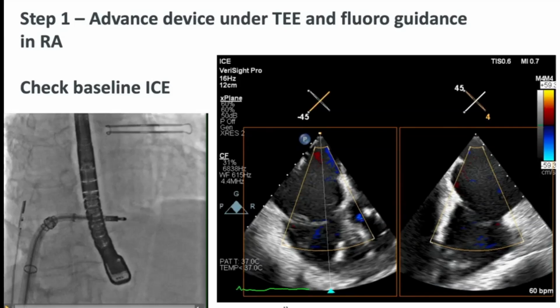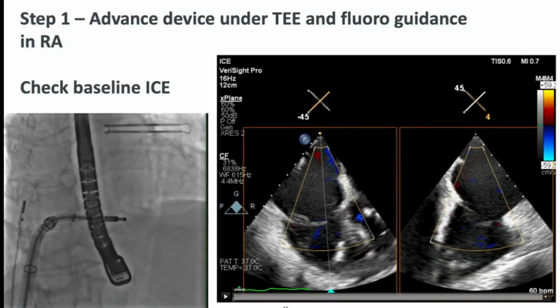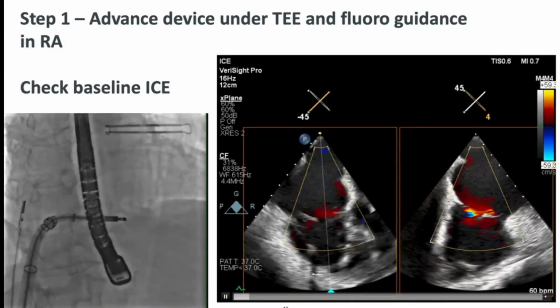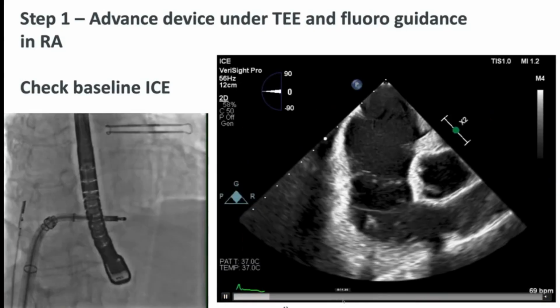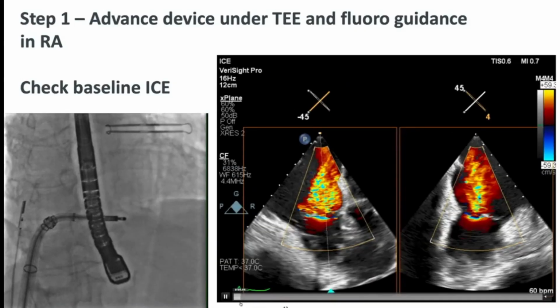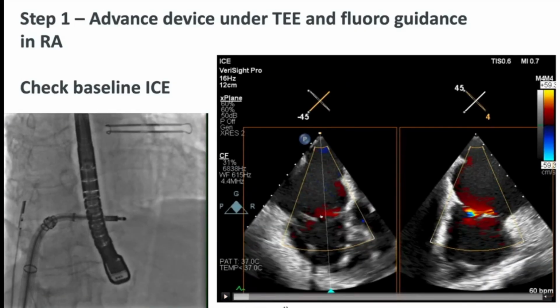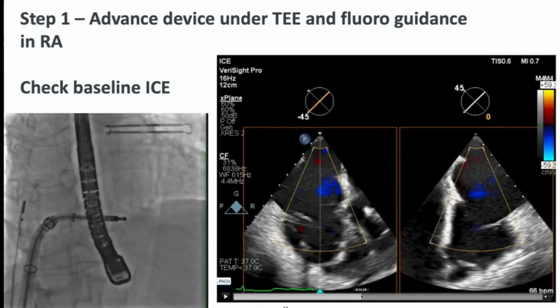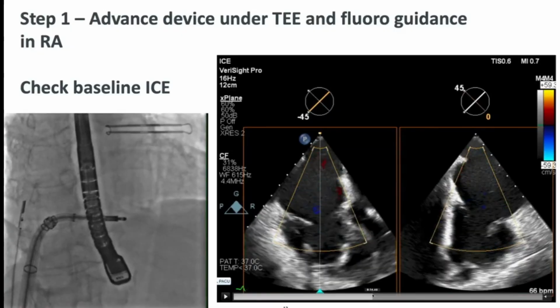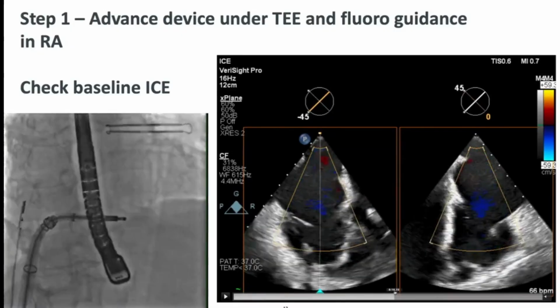When the device comes up, you can appreciate here that the TE is sitting in the stomach, and you have the ICE catheter sitting in the right atrium, right next to the device. That's the power of really using both. Here is the image of the ICE catheter, visualizing the amount of regurgitation directly with two different planes that are 90 degrees apart, a -45 and a +45.